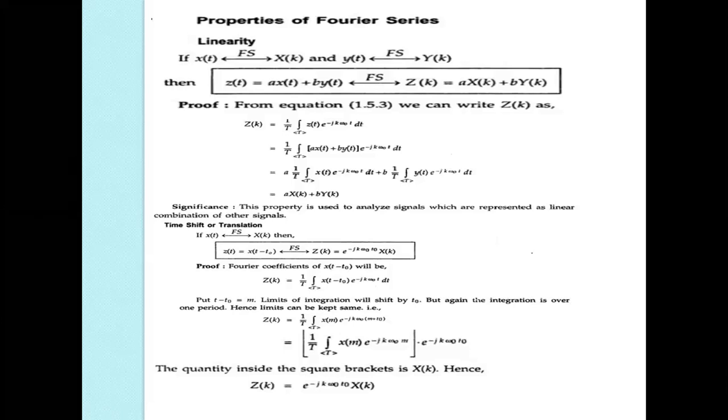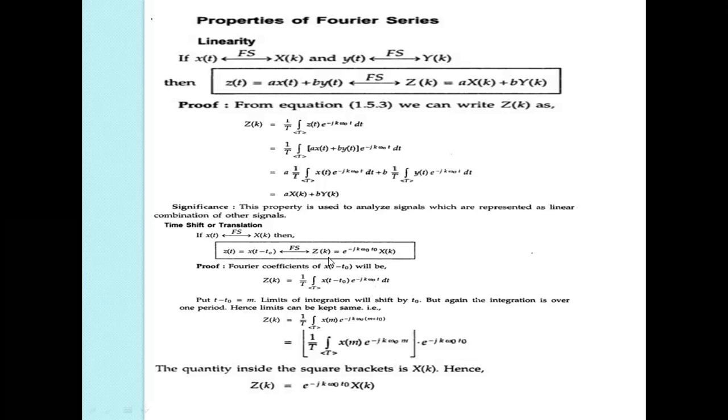So in this, the statement of the time shift property is saying: if the Fourier series of x of t is x of k, then taking z of t equal to x of t minus t naught, the time is shifted with the t naught samples.